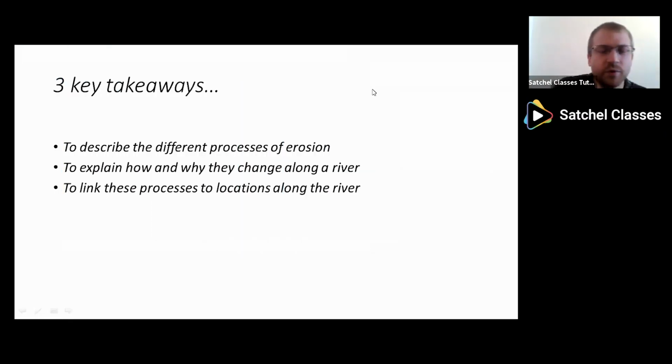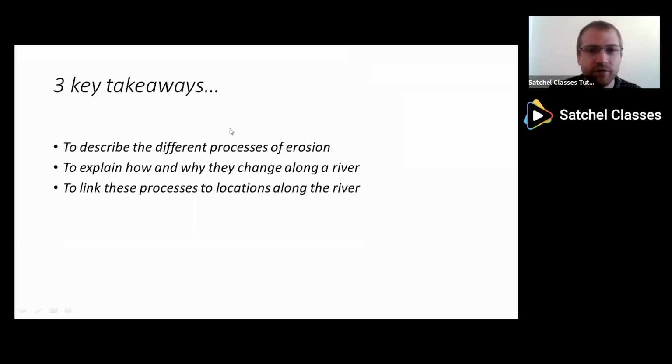Hello and welcome to our lesson today on river processes, in particular the process of erosion. Our three key takeaway points will be to describe the different processes of erosion, to explain how and why they change along the river, and to try and link these processes to different locations along the river. Okay, so that's our aim for today.